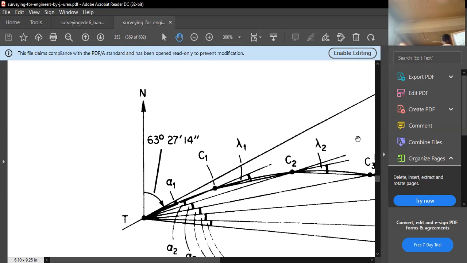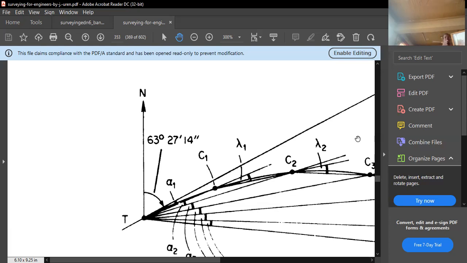So alpha 1 intersects the curve to define the first chord point, that's chord point C1. This is going to form C2, and we can carry on to get to the last point. So I want you to first appreciate alpha.